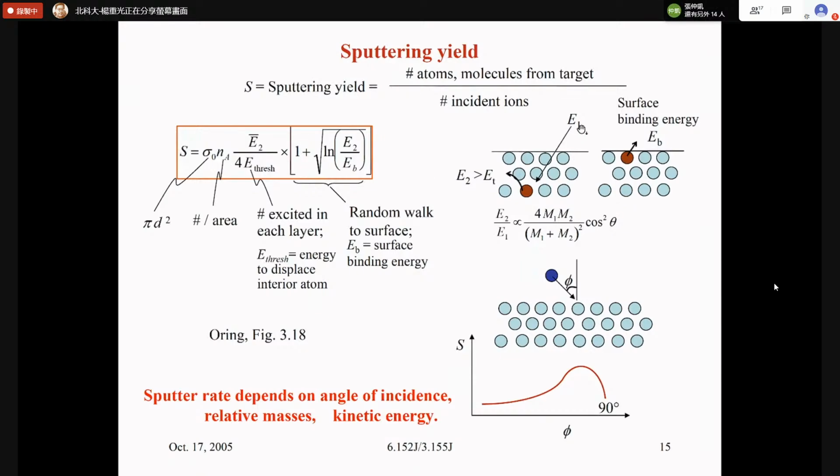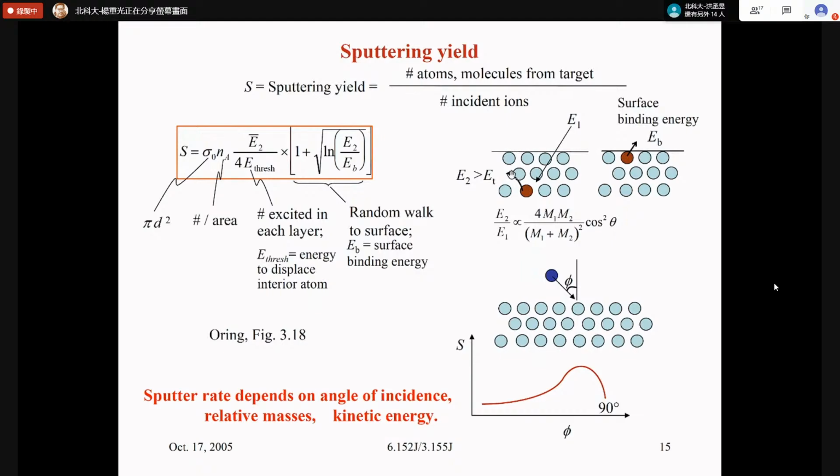Okay, so what is E1 and what is E2? And what is EB? EB, the surface binding energy, is the energy for the surface atom to be removed to the vacuum state. This is EB. And this is the incident energy, and it comes into the interior.